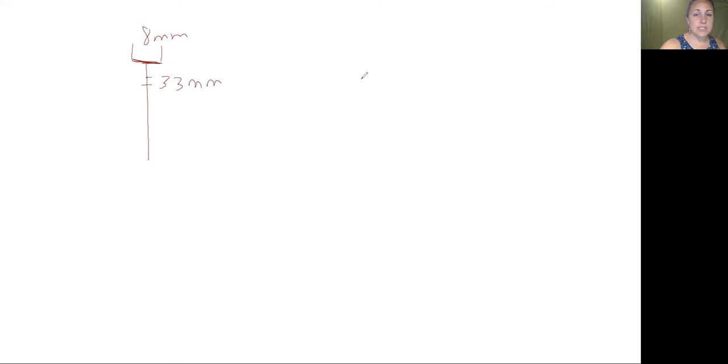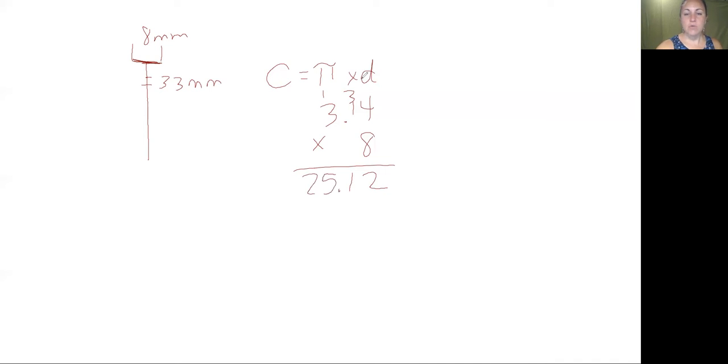And so for circumference, C equals pi, which is 3.14, times our diameter. Okay, so we have 3.14 times 8, and when we multiply those out, 8 times 4 is 32. 8 times 1 plus 3 more is 11. 8 times 3 is 24, plus 1 more is 25, and move your decimal 2 places over. So we get 25.12 for our circumference.